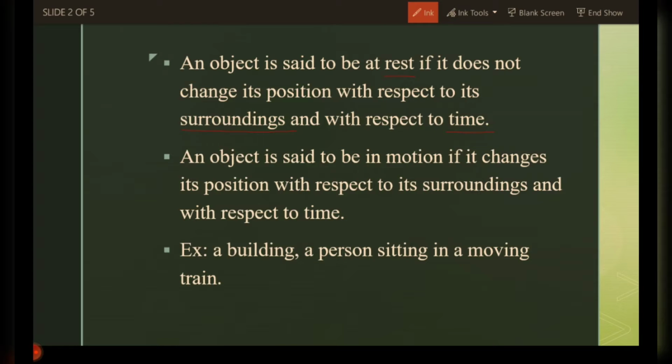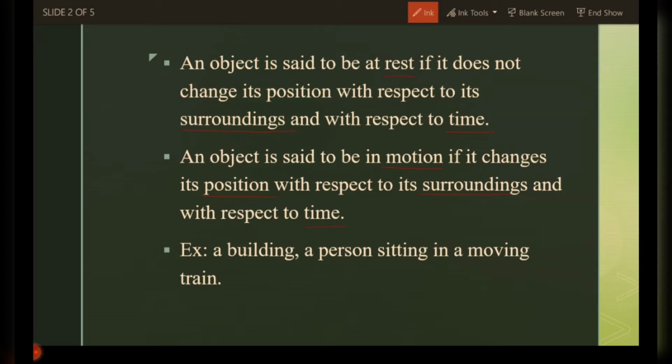Then an object is said to be in motion if it changes its position with respect to its surroundings and with respect to time. When an object changes its position with respect to the other things kept beside it, in a particular time period, then it is said to be in motion. We shall compare these two definitions and then we can understand it easily.